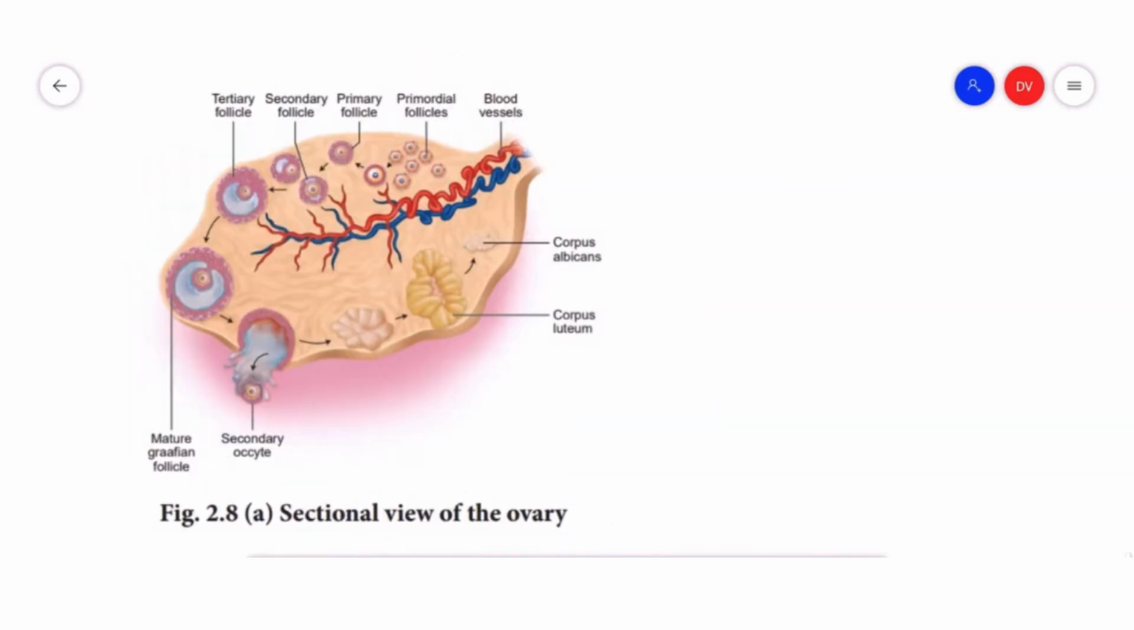Alright, you can see something called primordial follicles. Follicles mean, guys, the egg along with the follicular cells. Then it is developing into a primary follicle. Primary follicle is developing into secondary follicles. Secondary into tertiary follicle, and the completely matured follicle we call the Graafian follicle. What is it, guys? Graafian follicle.